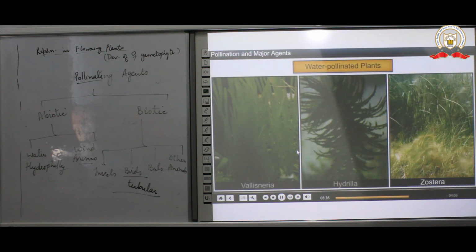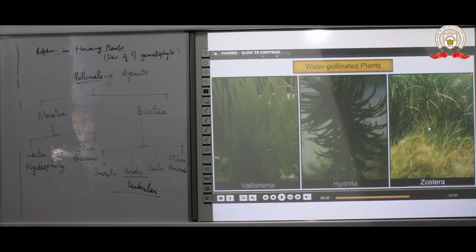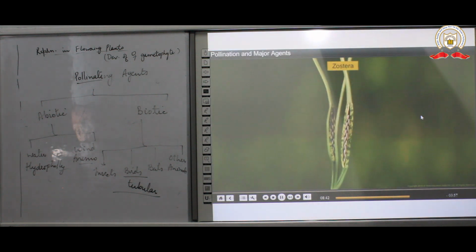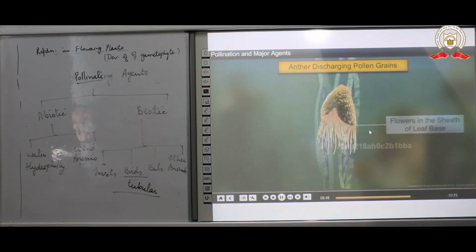In the case of Zostera, a dioecious seagrass, Zostera is a green seagrass. You must remember this example for a 1 marker question. The male and female flowers remain submerged in water. Here both are submerged in water.